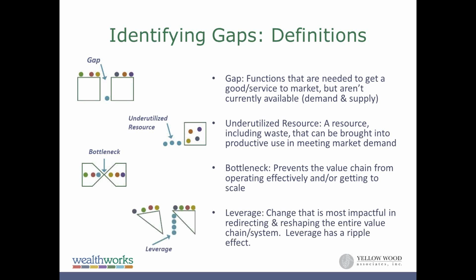And then the last one is leverage. What is going to have the biggest impact on the most aspects of your value chain? You could fill a gap so that suddenly everything will fall into place if you could only fill that gap. That would be a leverage point because it has a ripple effect throughout the value chain. It reshapes the entire value chain, as opposed to just one small section which maybe you could work around. You only have so many resources, so much time, so much energy. You want to focus on having the biggest impact possible. So you want to focus on your leverage points when you think about a bottleneck or a barrier, a gap, and then using those underutilized resources.